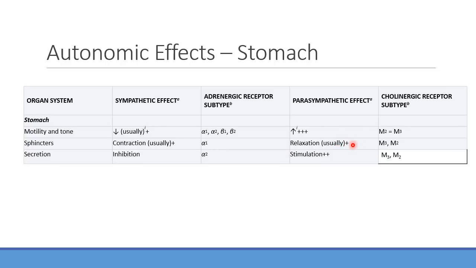Typically, you're going to find some relaxation at the sphincters, and you'll find the opposite when you get into the sympathetic effects here. Typically, decreased motility and tone. We don't need to digest stuff if we're in a fight or flight response. Typically, you're going to contract the sphincters. Typically, you don't need a whole lot of secretions here. However, you can find that there still can be issues.